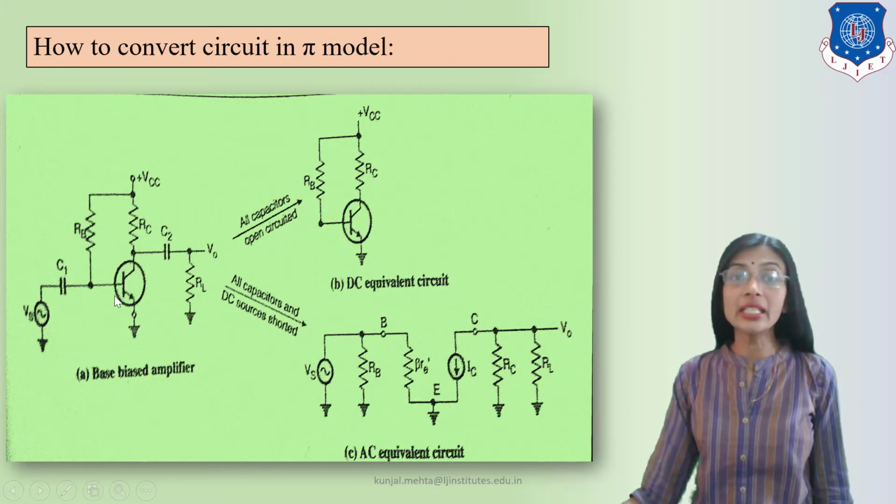How is this circuit the amplifier? Because the base terminal is connected here through a coupling capacitor, and the input signal, the source signal, is applied to the base via the C1 coupling capacitor. The other coupling capacitor is C2, and the output terminal is extracted from the collector. We have indicated it here by VO.